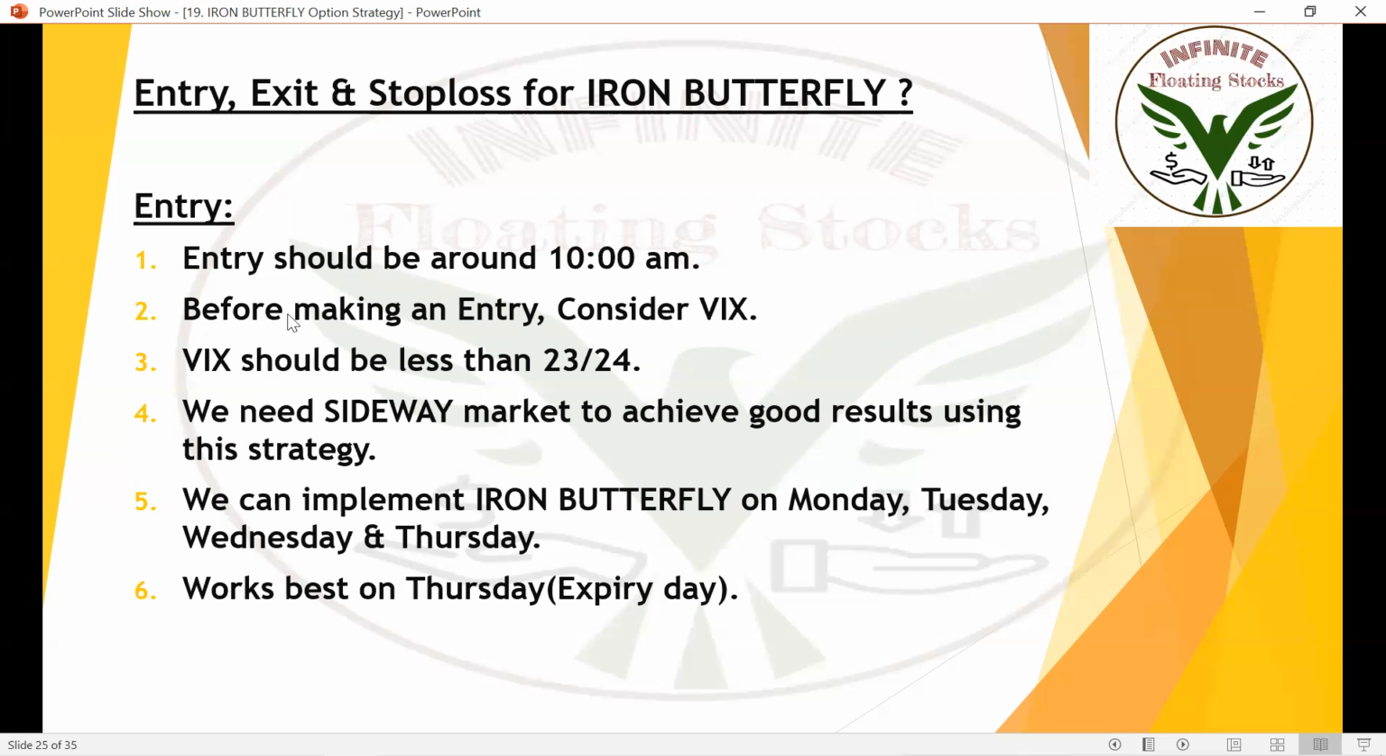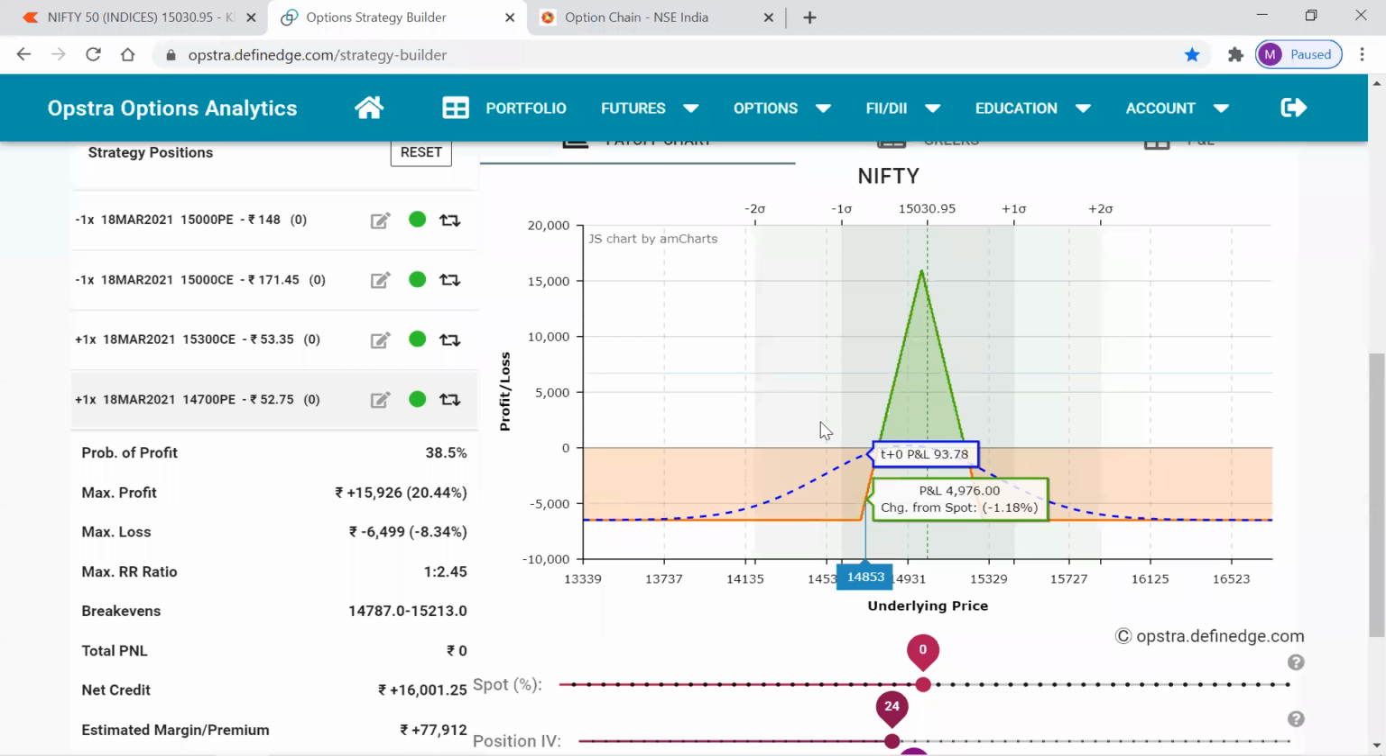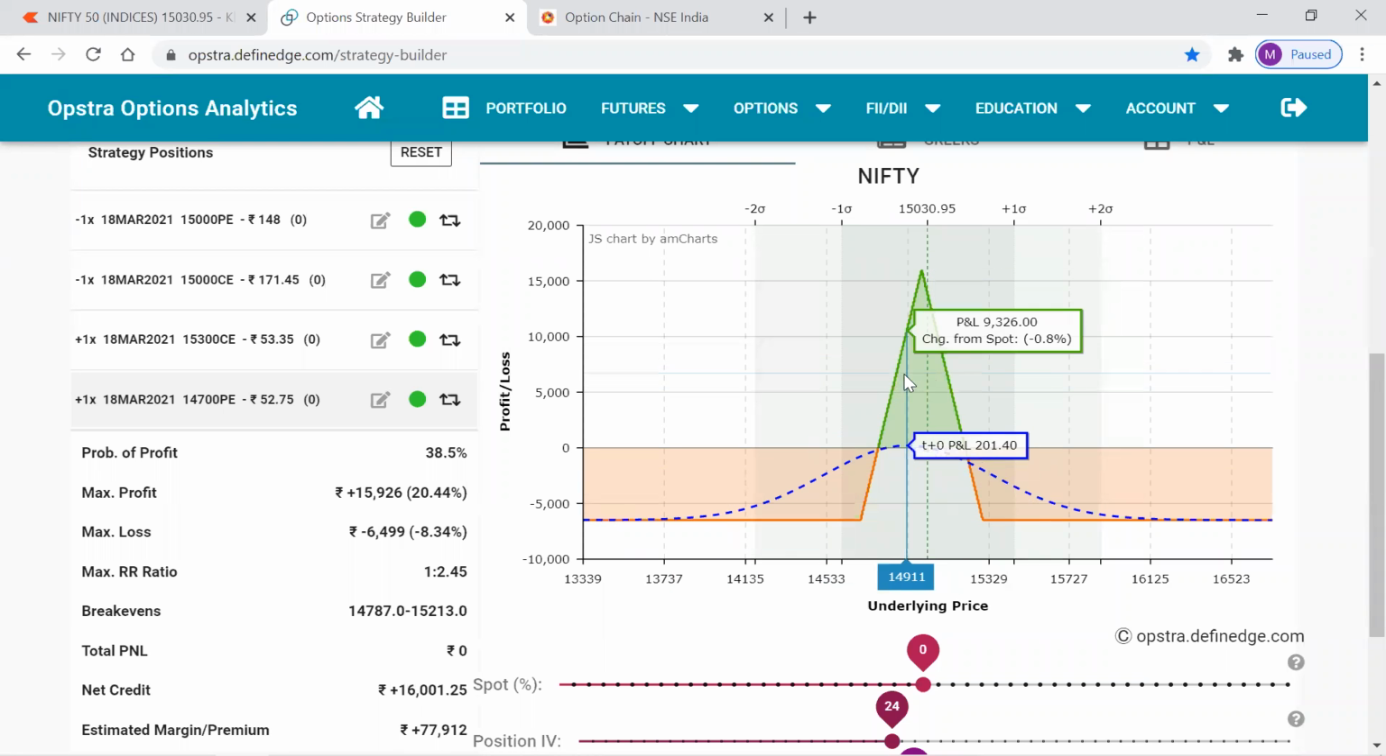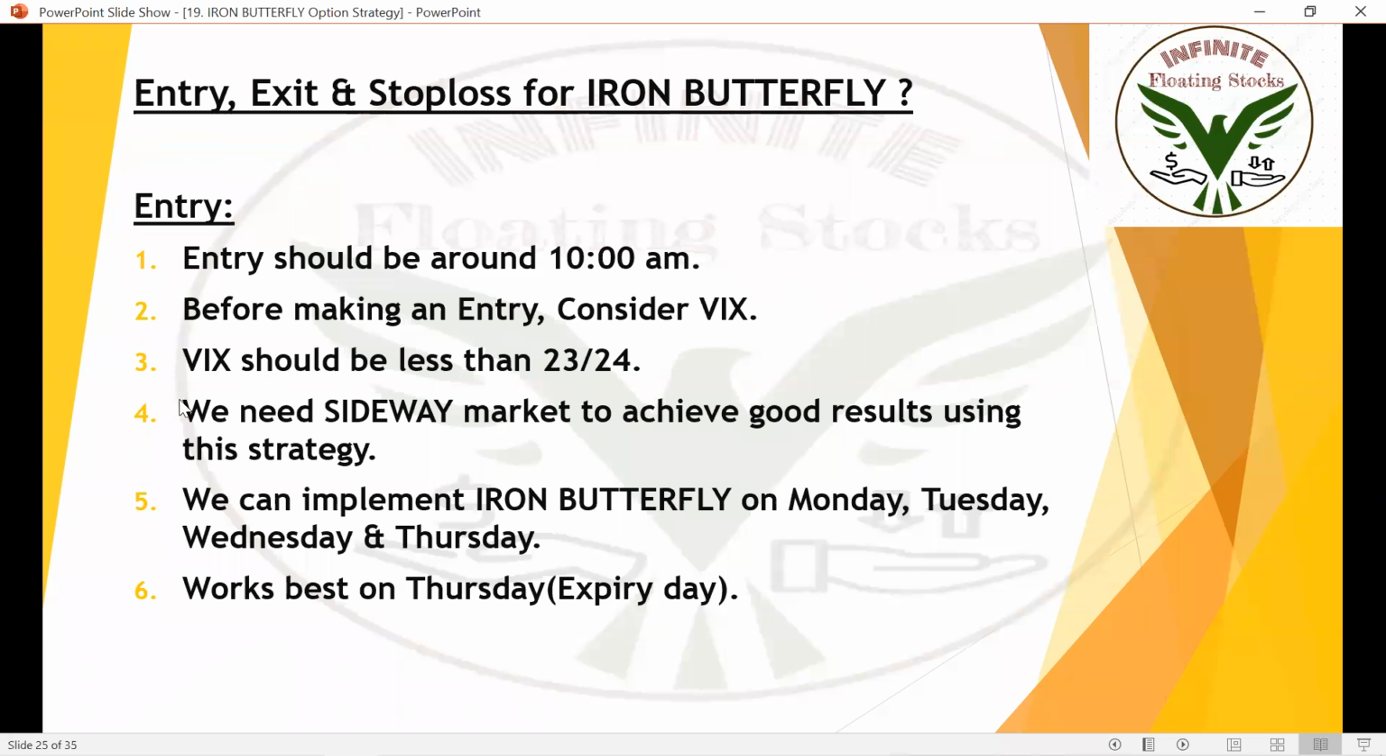Entry should be around 10 a.m., and before entry you need to be considering wicks. Wicks should be less than 23 or 24, because we need a sideways market, because we need the market to be staying in this range. So we need a less volatile market and a sideways market to achieve good results using this strategy. And we can implement Iron Butterfly on Monday, Tuesday, Wednesday, and Thursday.